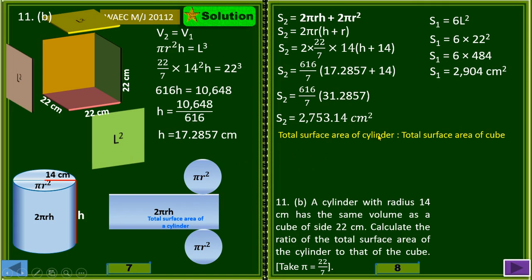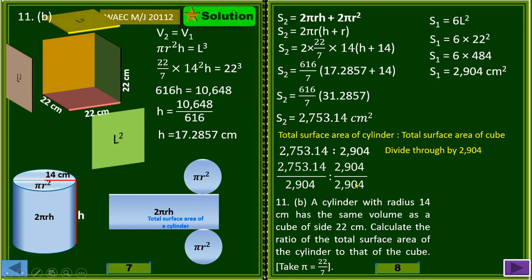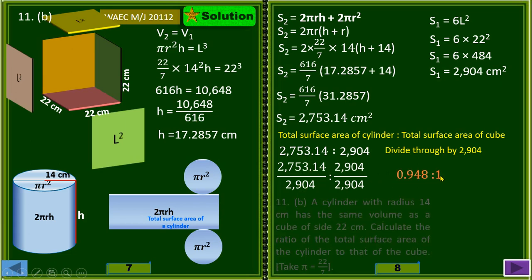Then the ratio of the total surface area of the cylinder to the surface area of the cube will give us the total surface area of the cylinder we have calculated. We'll write it here, and that of the cube we'll write at this point. Now that is the ratio, but let's divide to simplify that. So we divide through by 2,904. So you have this side divided by 2,904, and this side also divided by the same quantity. Simplifying this, this will give us 0.94 and this will give us 1. So that gives us the answer to this question.